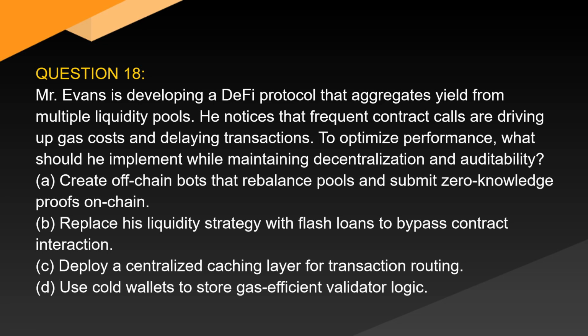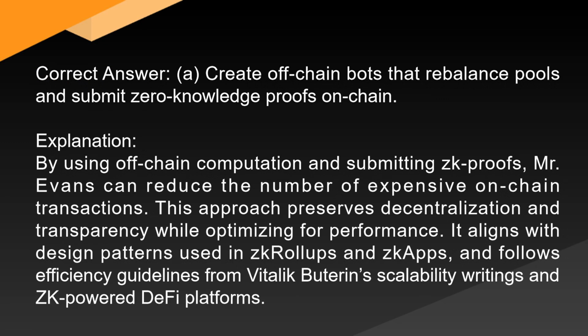A. Create off-chain bots that rebalance pools and submit zero-knowledge proofs on-chain. B. Replace his liquidity strategy with flash loans to bypass contract interaction. C. Deploy a centralized caching layer for transaction routing. D. Use cold wallets to store gas-efficient validator logic. Correct answer. A. Create off-chain bots that rebalance pools and submit zero-knowledge proofs on-chain.